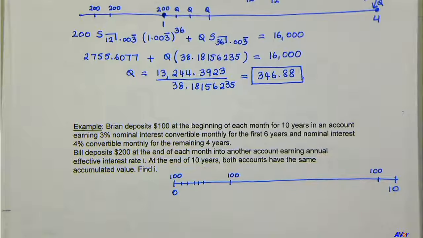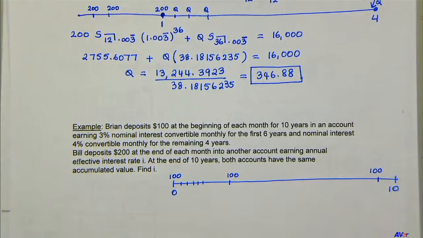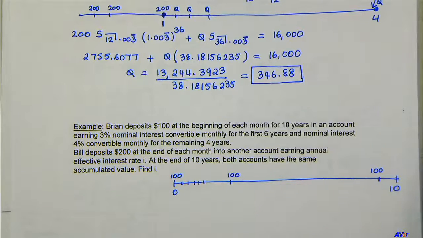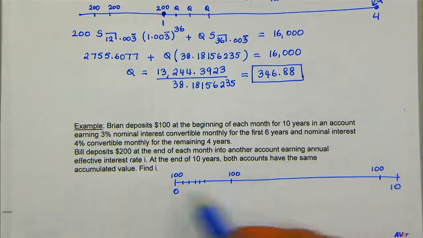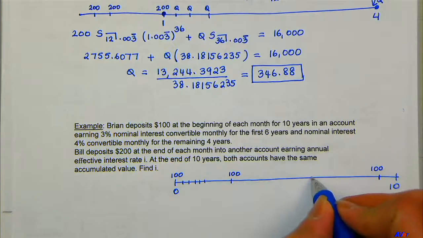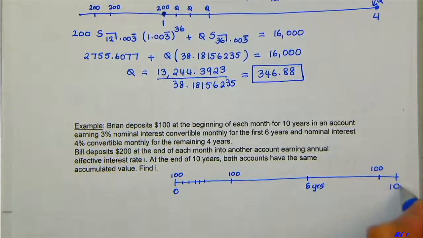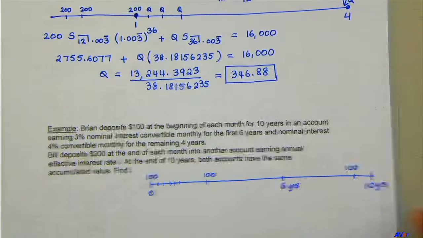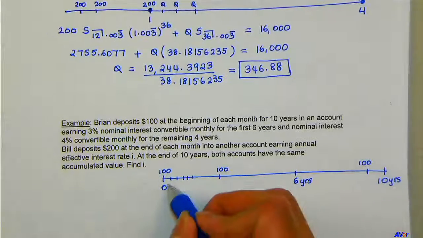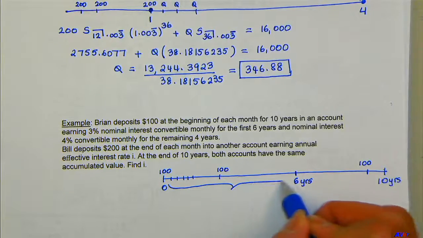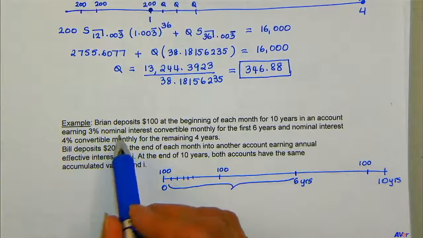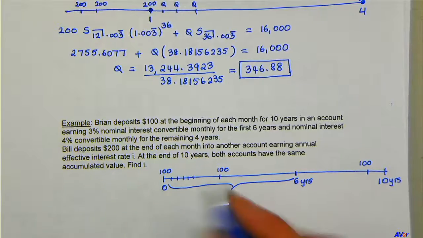for 10 years. In an account earning 3% nominal interest, convertible monthly for the first 6 years. Okay, so first 6 years, let's make that here. 6 years, 10 years. And this interest rate, 3% nominal interest convertible monthly.